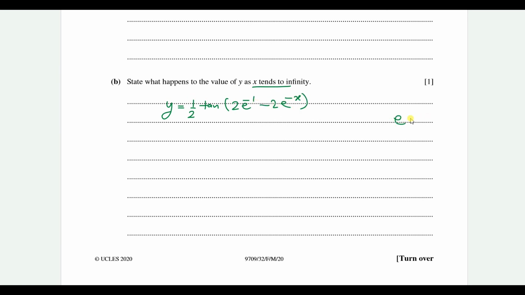We know that the value of e is 2.718 something, and hence when x tends to infinity, minus x will tend to minus infinity, and hence e raised to the power minus x tends to 0, and that's why y will tend to 1 upon 2 tan of only 2 e raised to the power minus 1. So this is the one part of it. Let's do the next part.